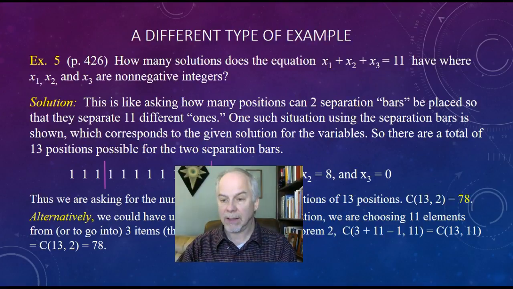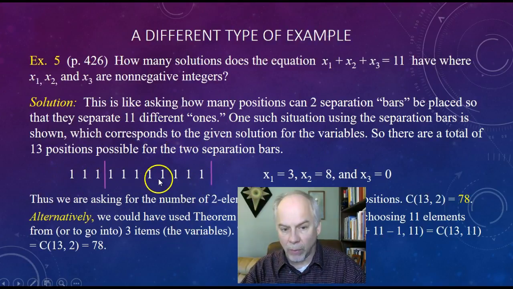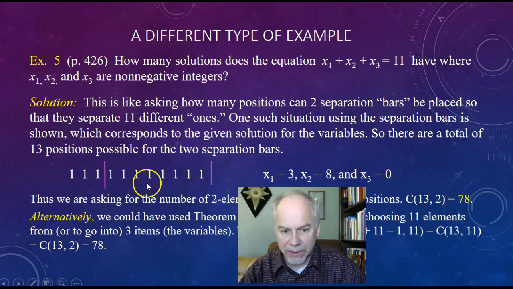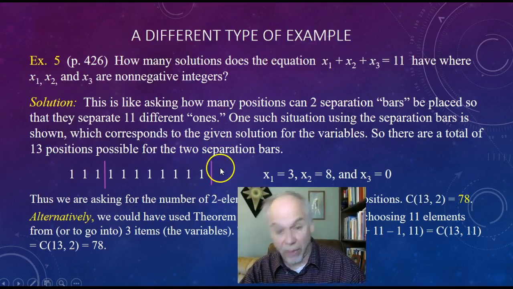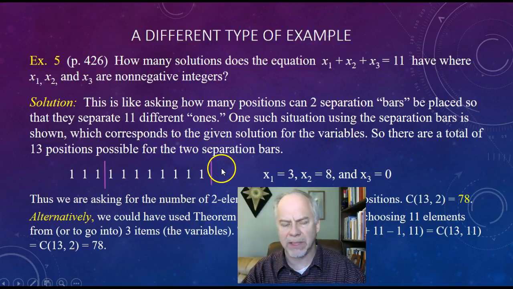Now, this has a unique way of solving this problem. This is like asking how many positions can two separation bars be placed so that they separate 11 different ones. So I've listed 11 ones here. So that should be 11 if you count them. And then you're placing these separation bars. You could place it here. You could place it somewhere in the middle. You could place it on the very end, or wherever you want to place these two bars.